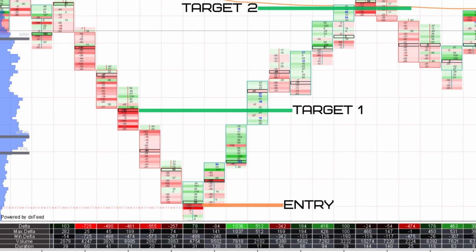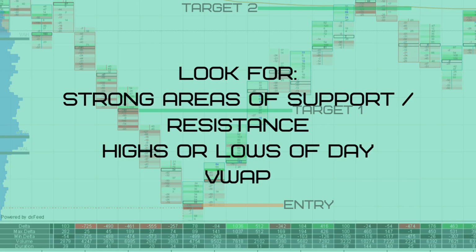The key with this setup is using it at the right place. It won't work every time, but if you study this in particular, you will start to find times and levels where it is more probable, and also it is a very clear setup to look for.